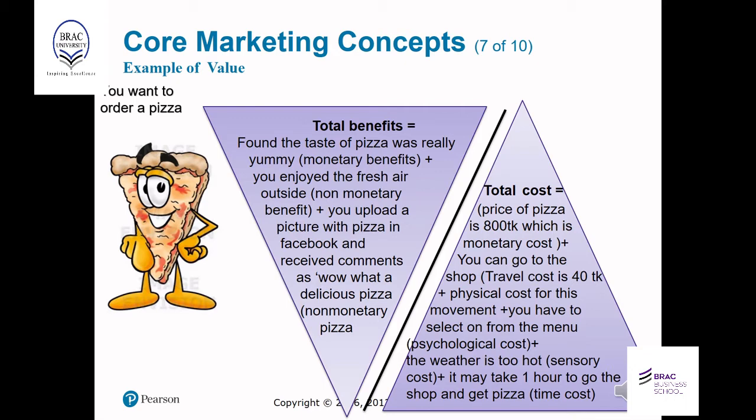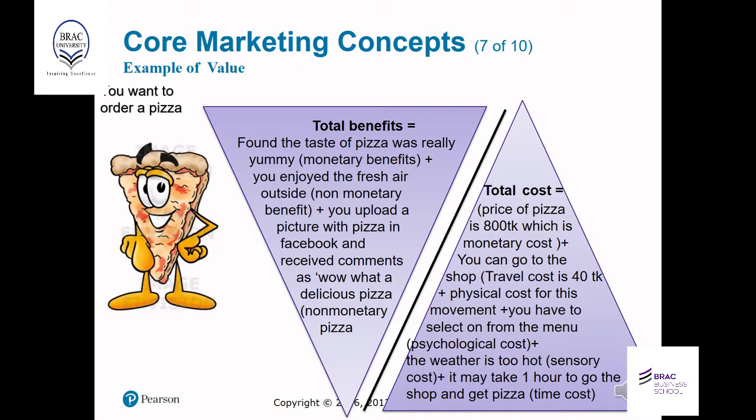Then you have to travel for it. So you have to pay some travel cost. That one is included in your monetary cost. Then you have to make some movements, that is your physical cost. You have to pick one pattern of pizza from the menu. That one is your psychological cost. The weather was too hot, so you have to make some adjustment with this hot weather. That one is your sensory cost. To go to the shop and to get the pizza, it may take 1 hour. That is your time cost.